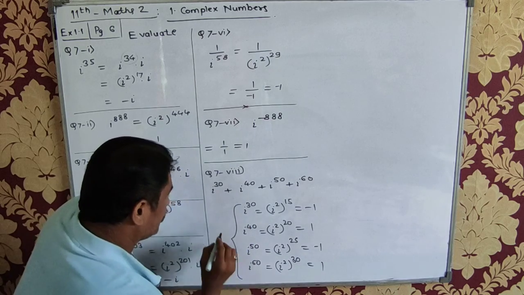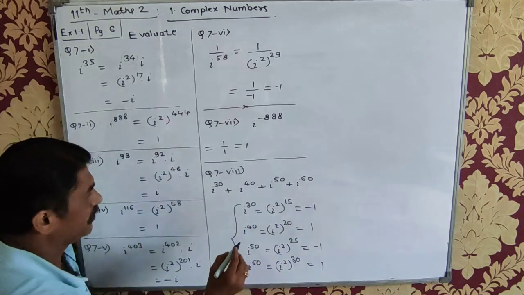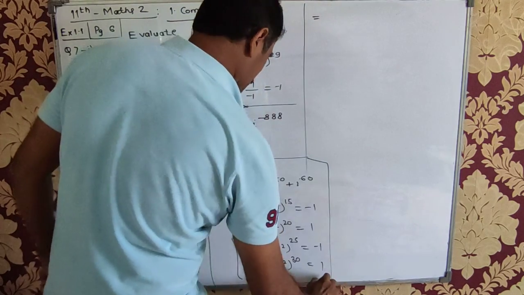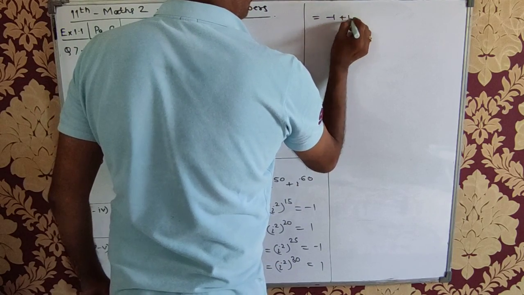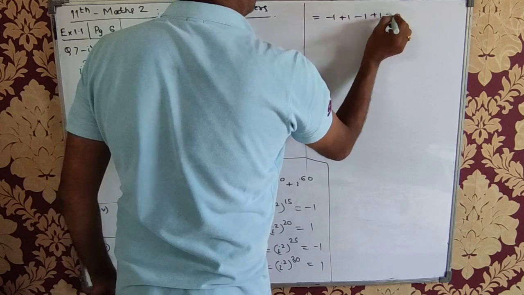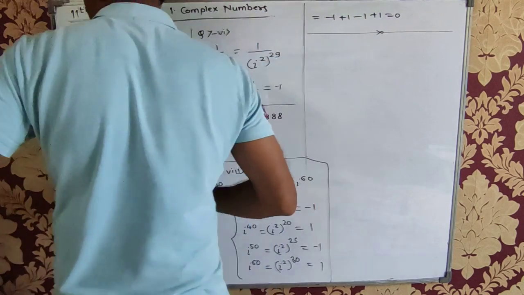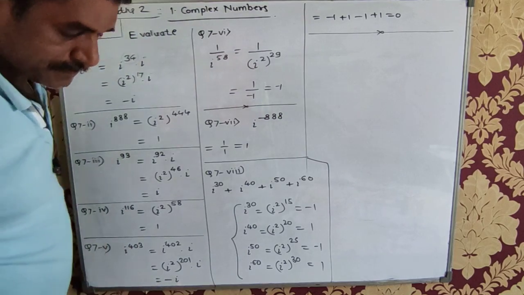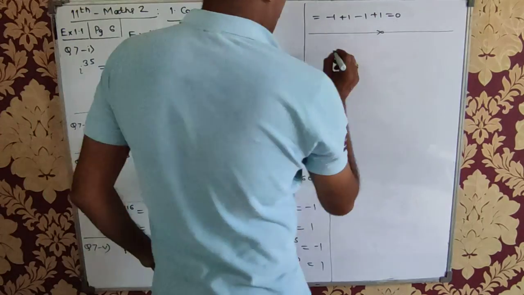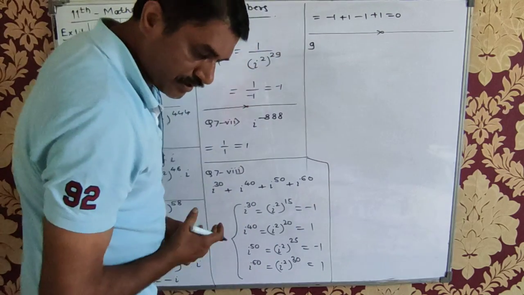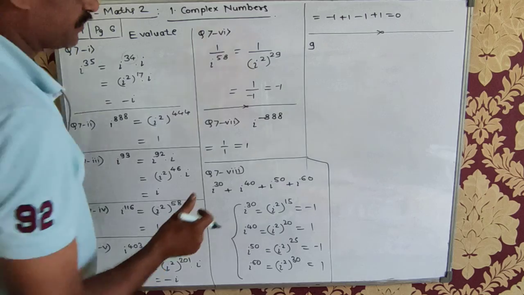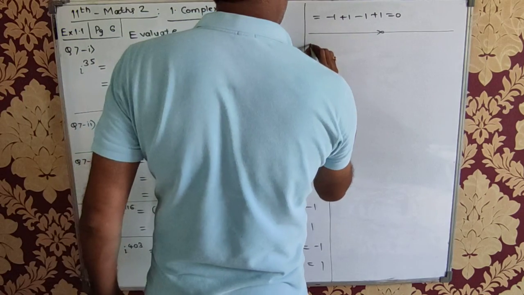So if we substitute all these things here, this will give minus 1 plus 1 minus 1 plus 1, which is equal to 0. Any doubts? No? Next. Question number 9. No, question number 10. Not 9, 10.